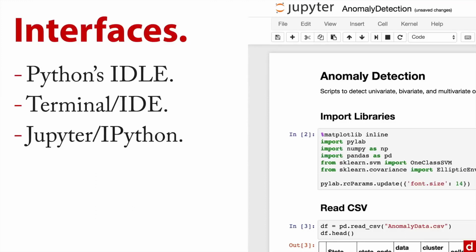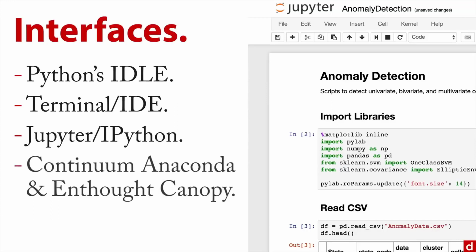One of the neat things you can do is there are 2 companies, Continuum and Enthought, both of which have made special distributions of Python with hundreds and hundreds of packages pre-configured to make it very easy to work with data. I personally prefer Continuum Anaconda. It's the one that I use. A lot of other people use it, but either one's going to work and it's going to get you up and running. And like I said with R, no matter what interface you use, all of them are command line. You're typing lines of code.